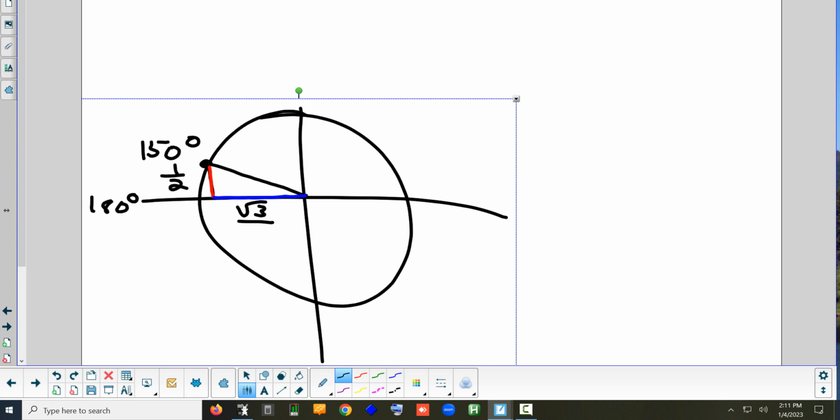So it would be square root 3 over 2, and then when you write the coordinate, you have to write it as a negative because you went left, but the 1/2 would be a positive because you went up. So negative root 3 over 2, 1/2 would be the coordinate for 150. So all the triangles you could figure out that look like this, they all have a 1/2 and a root 3 over 2.